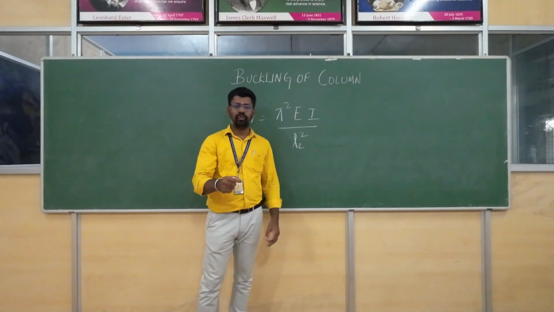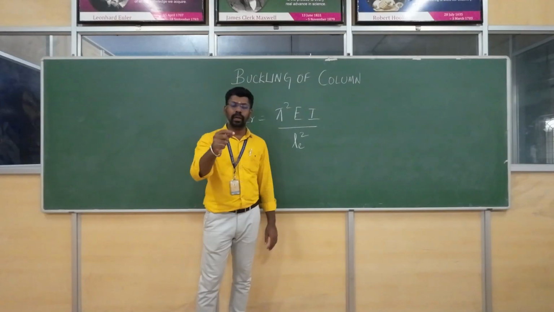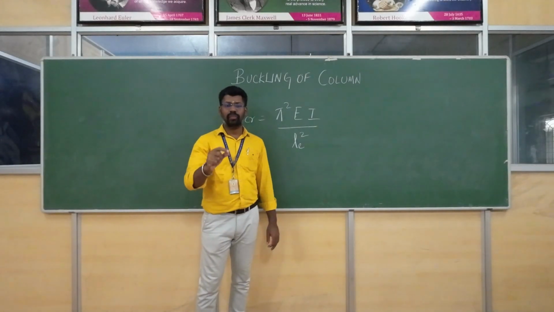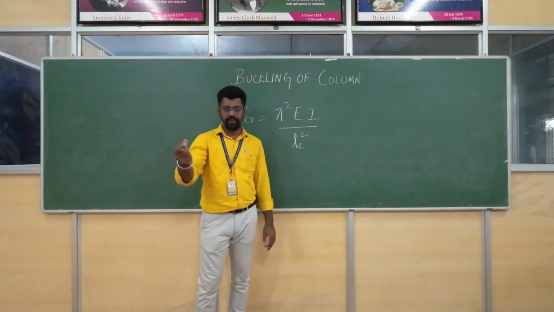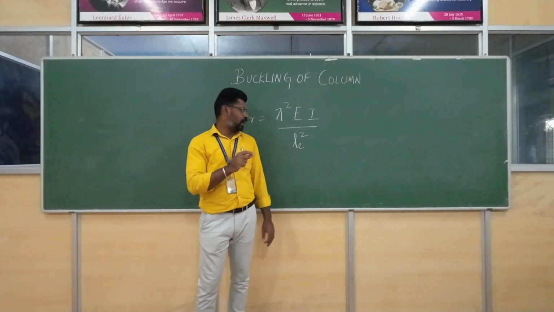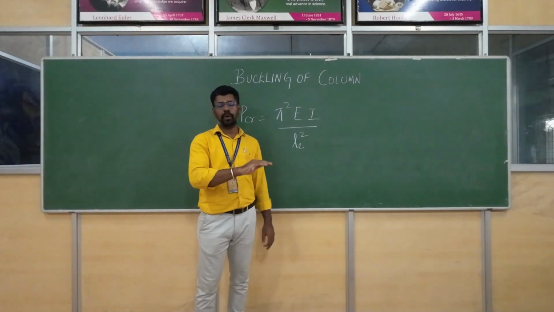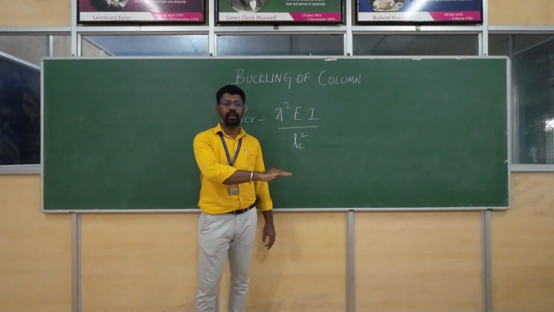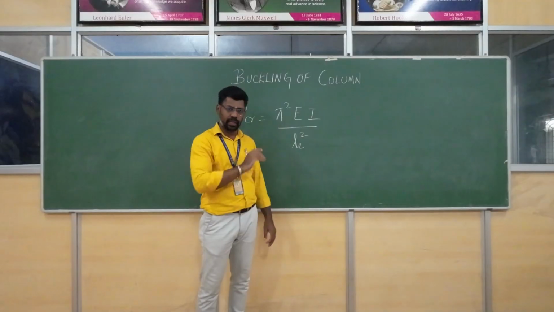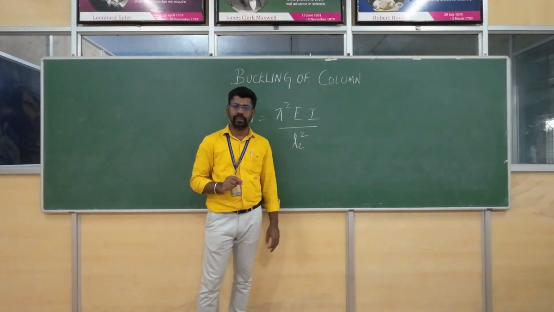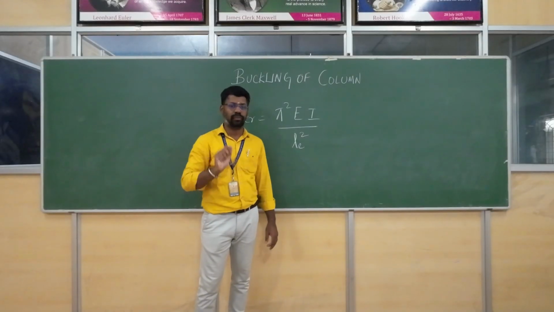For example, for pinned end condition, L E equals L. Similarly, for fixed end condition, L E will be different, and for fixed free condition, L E will be different. Like that, we have four different boundary conditions, so for four different end conditions, we have four different L E. In this experiment, we are going to use pinned end conditions. So for that, L E is equal to the length of the column.